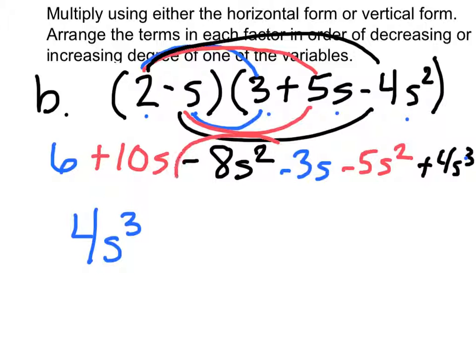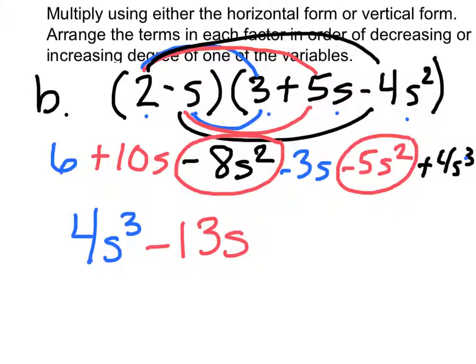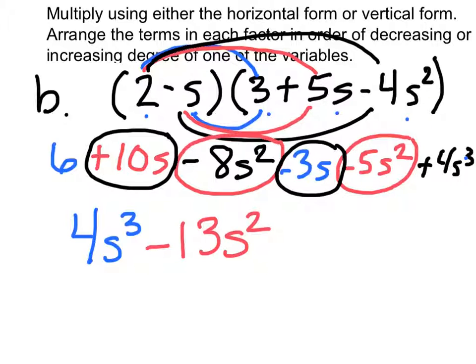So I see here's an s to the second, and here's an s to the second. So I'm going to combine those, and I get a -13s to the second. Okay, after an s to the second would be an s to the first. Here I have an s to the first, and here I have an s to the first. So I'm going to combine those, and I get a positive 7s.